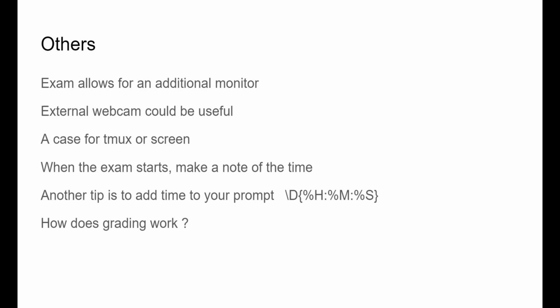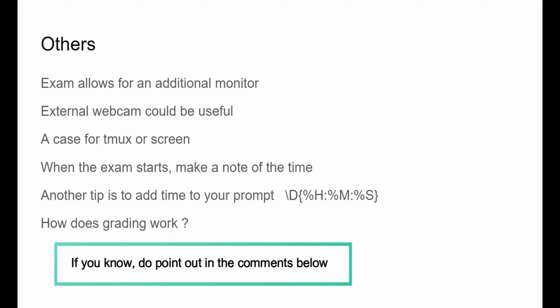The final one I have is, how does grading work? Say you have a question which in turn has 4 sub-questions. You complete the first 3 and the last one you're not very sure. You make a change to some YAML file and then you realize the Kube API server does not come up. Do you roll back or do you leave it as it is? If you do not roll back and the Kube API server is down, does it mean you do not get any points for the first 3 that you completed? I really do not know the answer to this one.